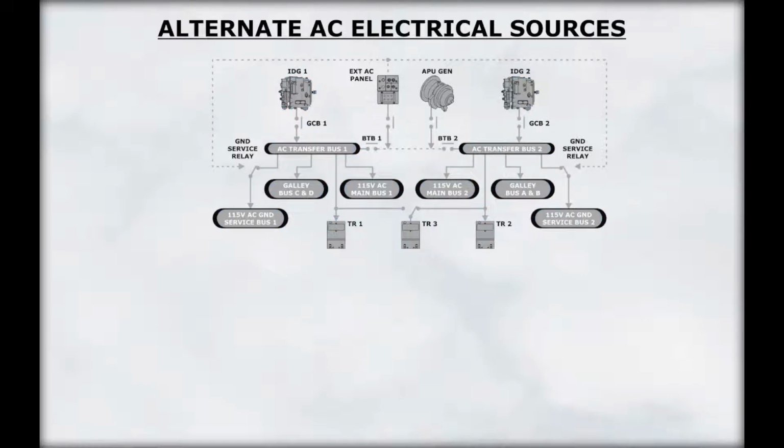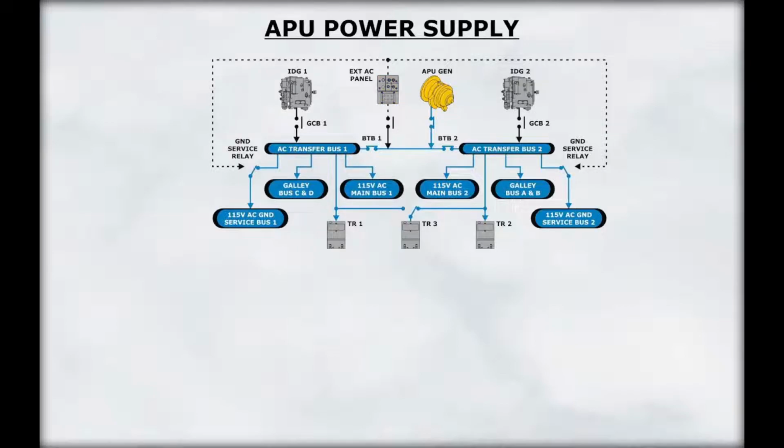Two other AC electrical sources can power the aircraft's electrical system: the APU and an external electrical ground power cart. The APU can also supply power to either transfer bus. The APU can power both AC transfer buses at the same time when the aircraft is on the ground or in flight. The APU can meet all of the electrical system demands when the aircraft is on the ground, and most of the demands while in flight.